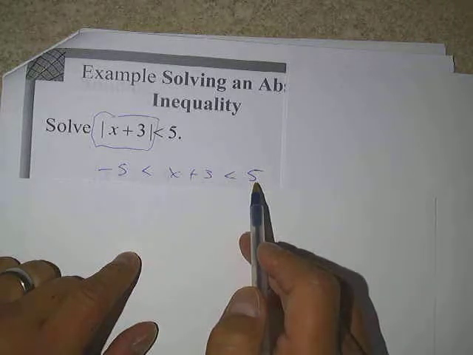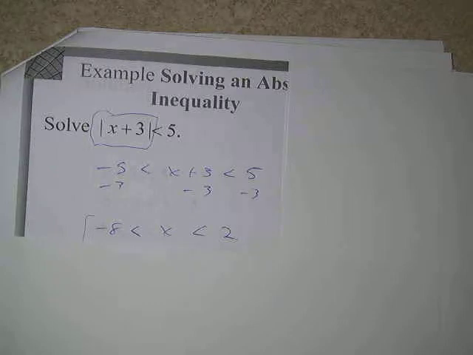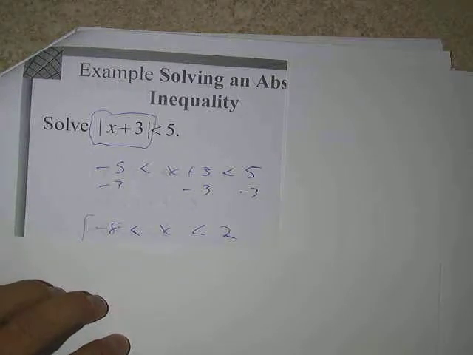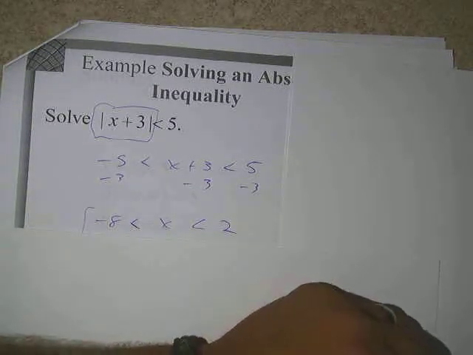U, the stuff that was in the absolute values, is less than a. So we're going to write one double inequality sentence. And again, from the algebra approach we would just subtract 3 from all the parts, and we would wind up with the solution set of negative 8 less than x less than 2.